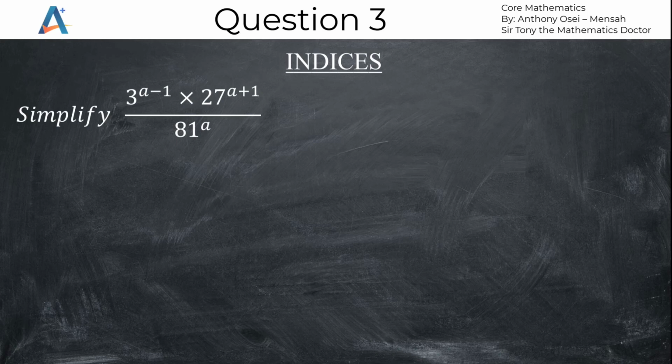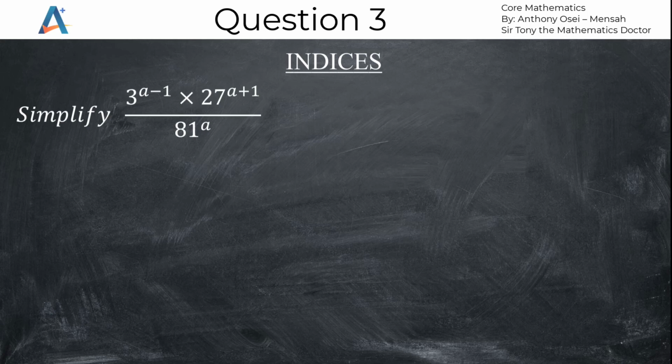Let us begin. My first question is, why is this an indices question? It is simple. Indices questions are part of mathematics questions that come with powers. If you check this question, we have a base 3 with the power a minus 1, base 27 with the power a plus 1, and base 81 with the power a. Technically, it is not only indices questions that have powers, but something makes this indices.